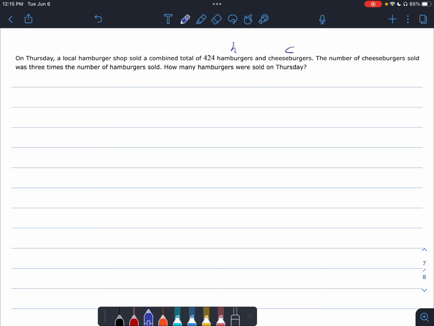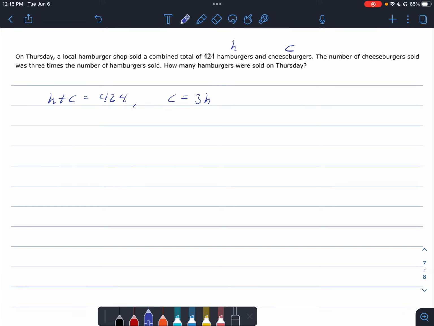Again, we have the combined total is 424. So we know that H plus C is equal to 424. It also says that the number of cheeseburgers sold was 3 times the number of hamburgers sold. So we know that C is equal to 3 times the number of hamburgers sold, so 3H. If we want to figure out how many hamburgers were sold, we can take this whole thing and plug it in for C here.